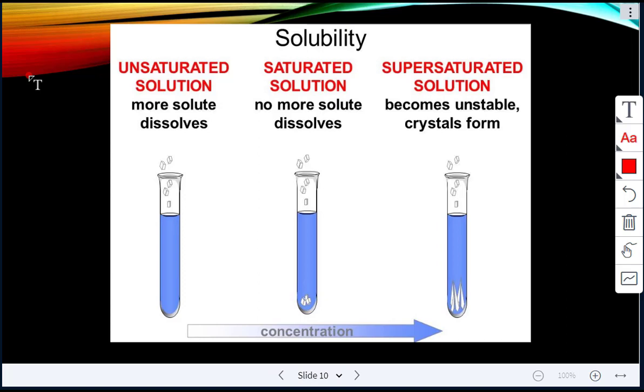All right, so here we're just looking at an unsaturated solution. We can still add more solute and it will continue to dissolve. In a saturated solution, no more solute will dissolve. It's just sitting there at the bottom. And a supersaturated solution becomes unstable and it will form these crystals.